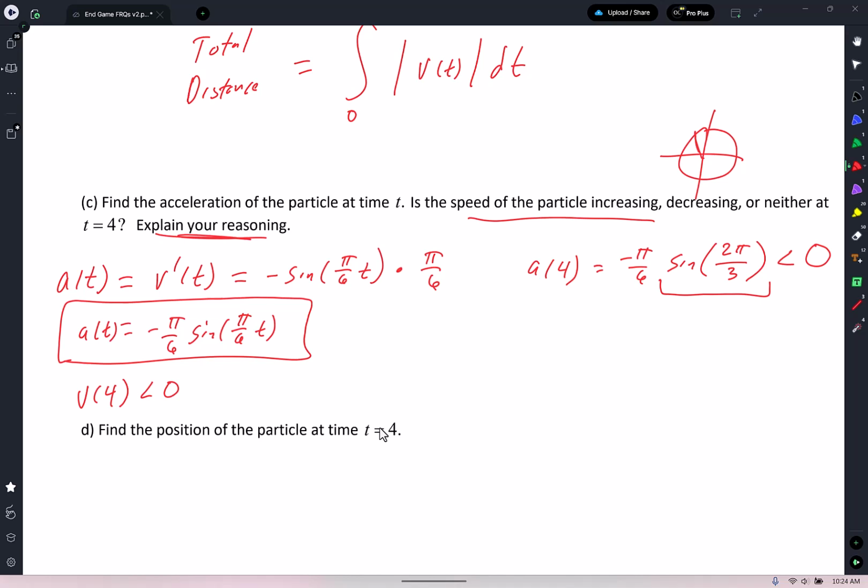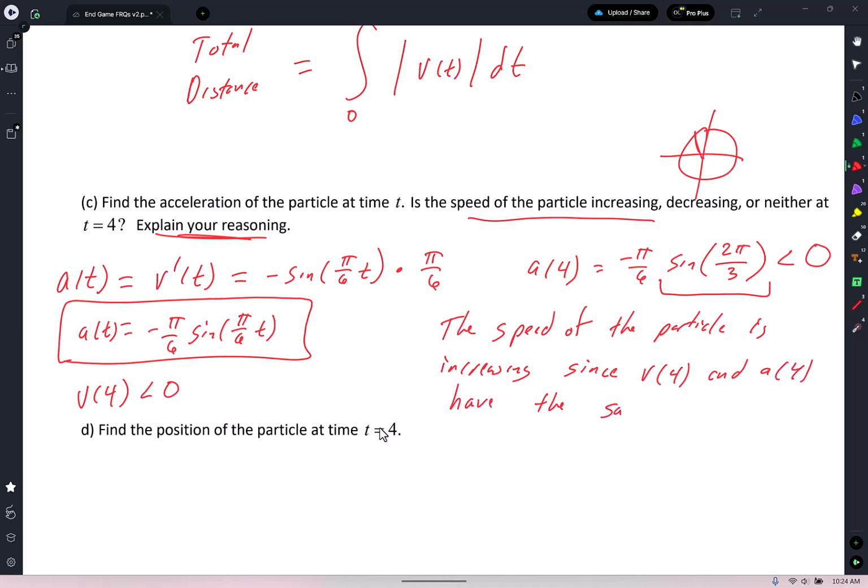So since both of them are negative, what's happening to the speed? Increasing. So I'm going to write the speed, and I'm just using their language, guys. The speed of the particle is increasing since v of 4 and a of 4 have the same sign. Full credit. I haven't looked at the rubric, but we'll look at it in a little bit.